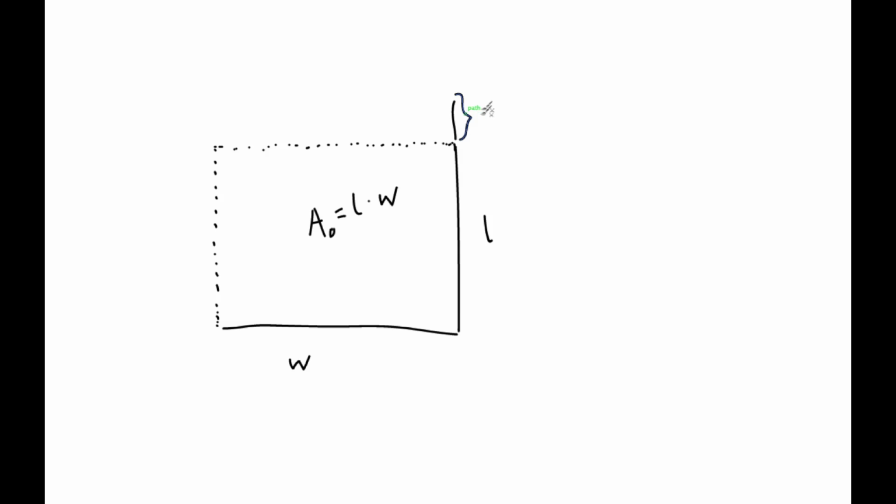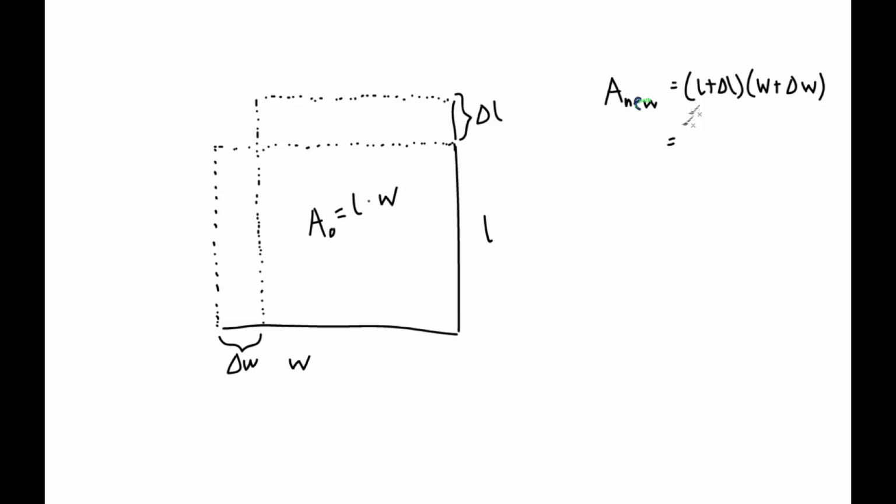Now let's say you want to change up L and W a bit. Let's say you change L by delta L and you change W by delta W. Well, what is the new area? The new area is going to be L plus delta L times W plus delta W. But how has the area changed in relationship to our changes in the L and the W?